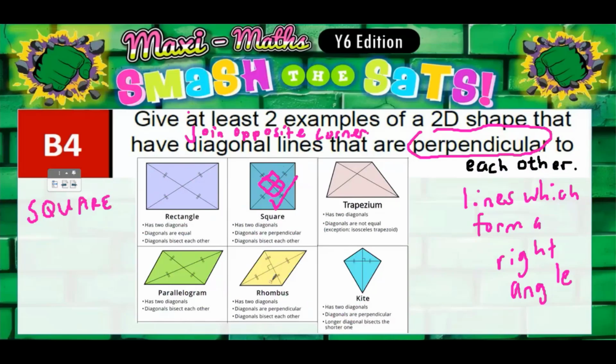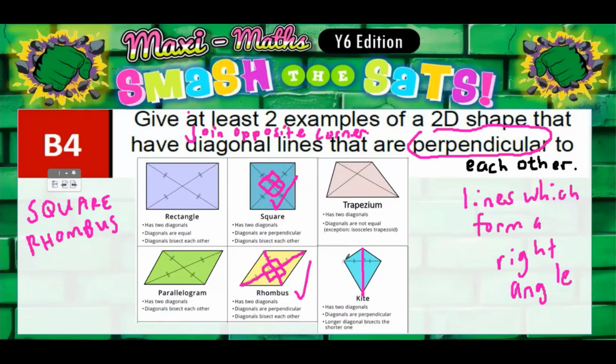We've got a rhombus. So that diagonal and that diagonal, they form right angles in the corner. So that one works as well. So rhombus is also an acceptable answer. And actually the other one is a kite.